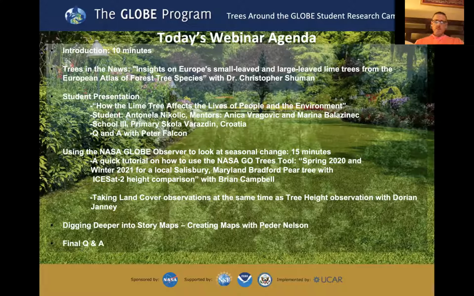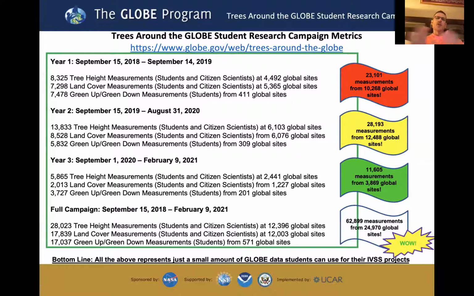So continuing on here, as you know, I always do a little metric section here, where the data is coming from and how much data we have. And I'm going to go all the way down to the bottom for the full campaign. As you know, we started the campaign year 1, September 15, 2018, at the same time the ICESat-2, the Ice, Cloud and land Elevation Satellite 2, launched into space. And for the 2.5 years that it's been in space, that's how long we've had our campaign going so far.